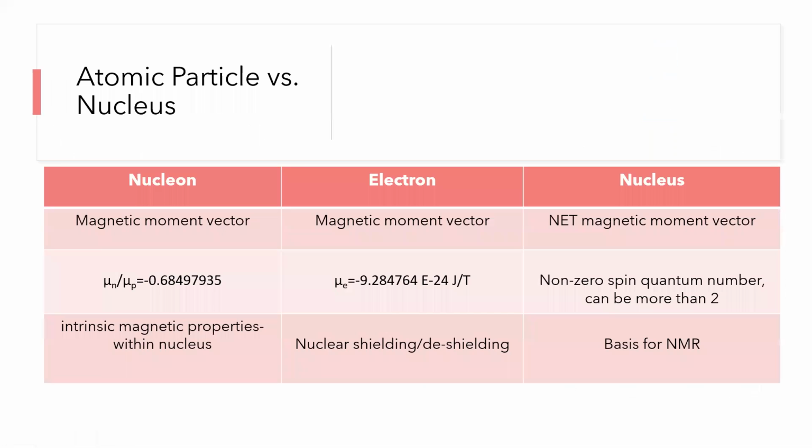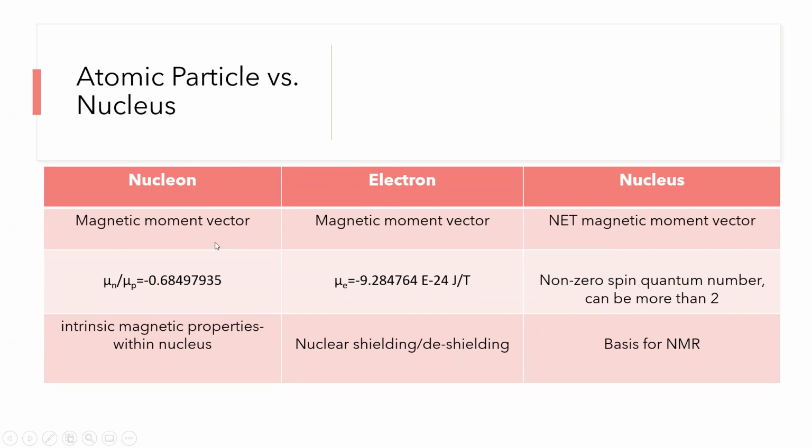So of course, you're probably wondering what this even has to do with NMR. When talking about NMR, it's called nuclear magnetic resonance, so we're going to talk about a nucleus. And there are some differences when moving from one particle to an entire nucleus. So here I have this table, and on this side we have nucleons, which are protons and neutrons, and then electrons in their own columns. And then we have a nucleus in its own column.